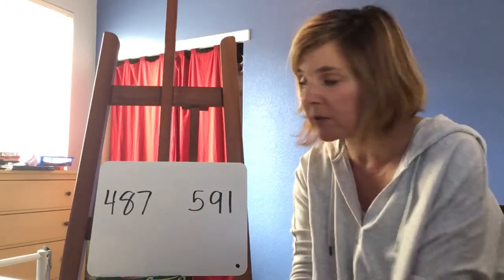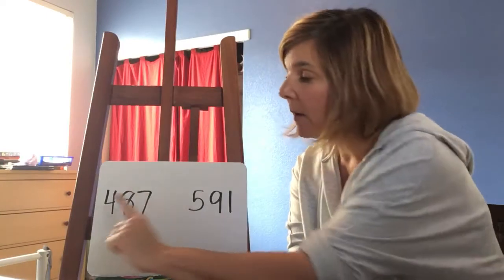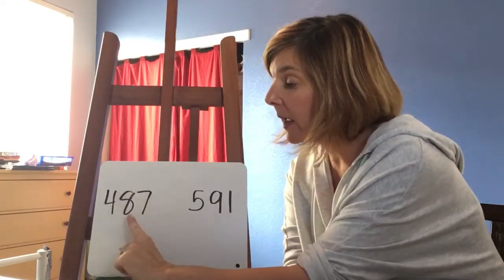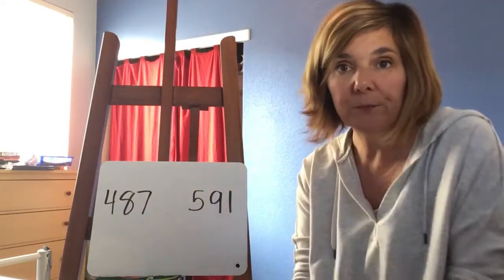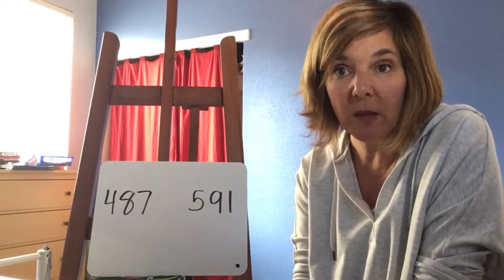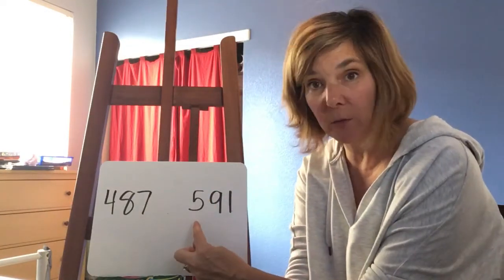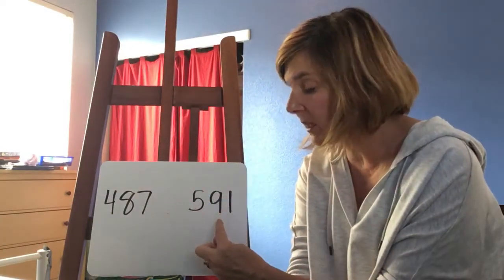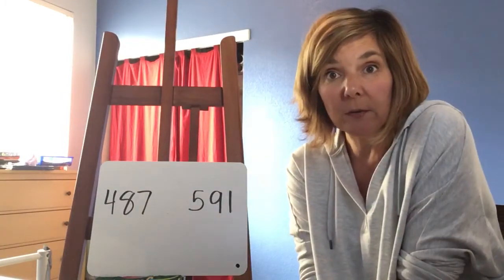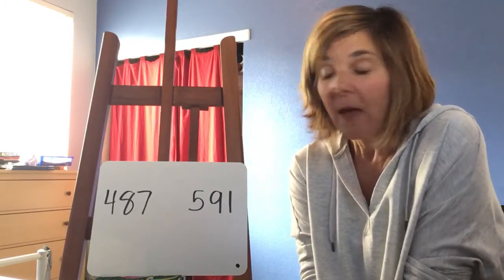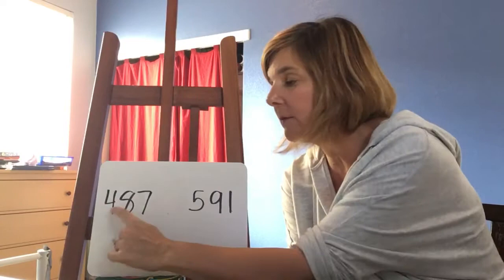Let's read the numbers first. 487. Did you read that? 4 groups of 100, 8 groups of 10, and 7 ones. And what's the second number? Did you read it? 591. The expanded form would be 5 groups of 100, 9 groups of 10, and 1 one. Now let's compare those numbers. Which one is greater? 591 is greater. 5 groups of 100 is greater than 4.